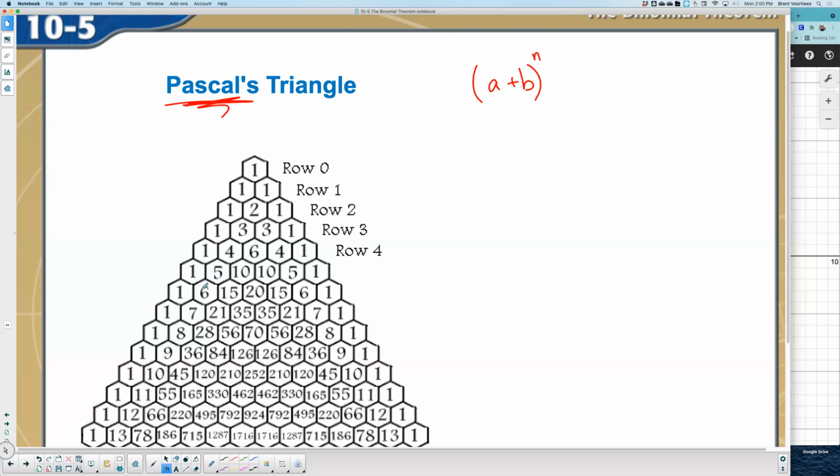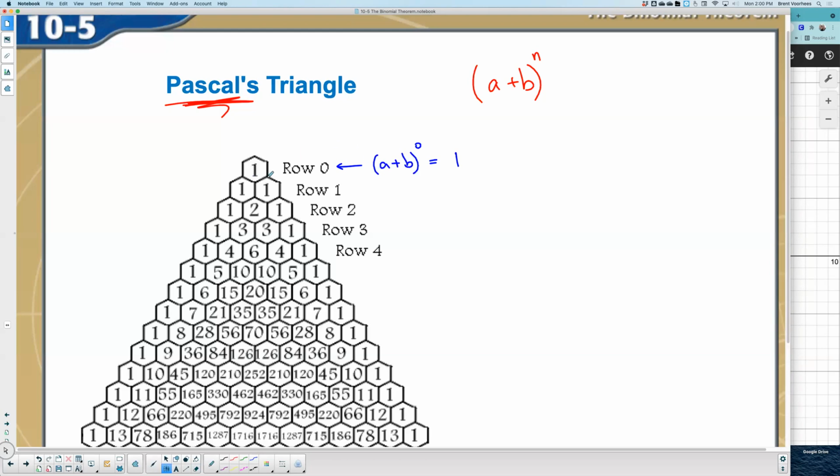So, for example, if you had a plus b raised to the power of 0, anything to the power of 0 produces the value of 1. You would just have a 1. You see how that's a 1 right there?